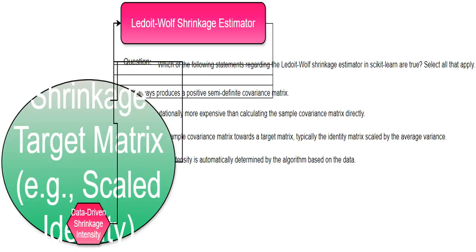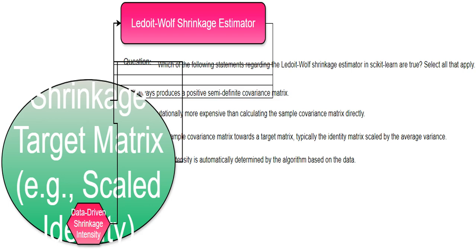This is the matrix that the Ledoit-Wolf method shrinks the sample covariance matrix towards. Often, it's an identity matrix, a square matrix with ones on the diagonal and zeros elsewhere, that's scaled by the average variance. Think of it like this.